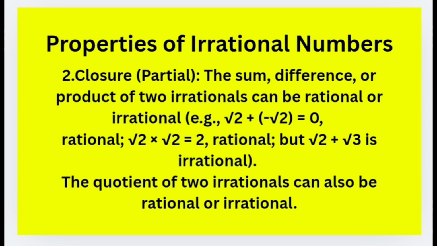The second property, closure or partial properties. The sum, difference, or product of two irrationals can be rational or irrational. For example, the square root of 2 plus negative square root of 2 is equal to 0, which is a rational number. The square root of 2 times the square root of 2 is equal to positive 2, which is a rational number. But the square root of 2 plus the square root of 3 is an irrational number. The quotient of two irrationals can also be rational or irrational.